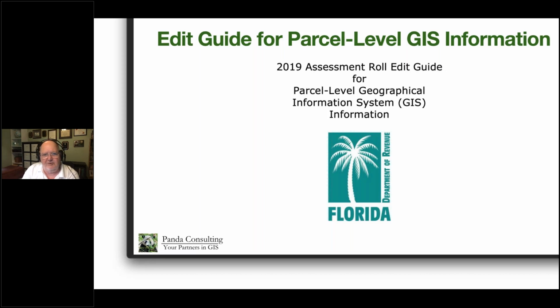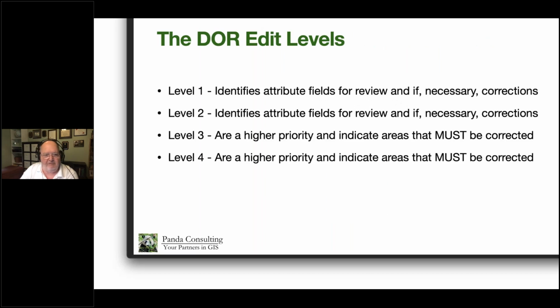And I just pulled the 2019 assessment guide out just so that we could go through and look at what they really require and what they're looking for in this. So in here, they have what they call edit levels. The first edit levels, level 1 and level 2, identify attribute fields for review and, if necessary, corrections. These are low priority issues that they identify with the data that is submitted on an annual basis.